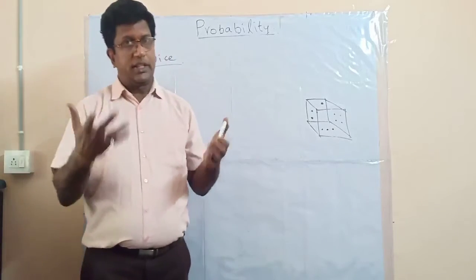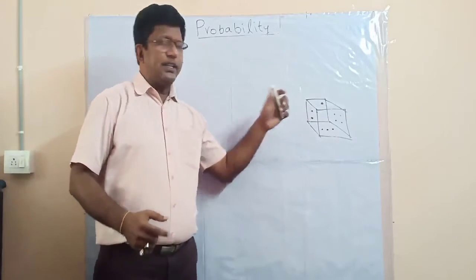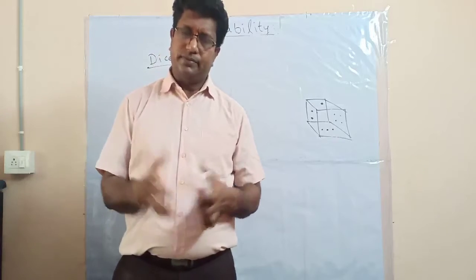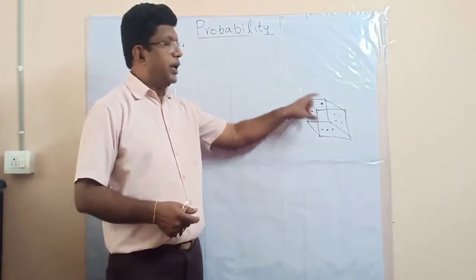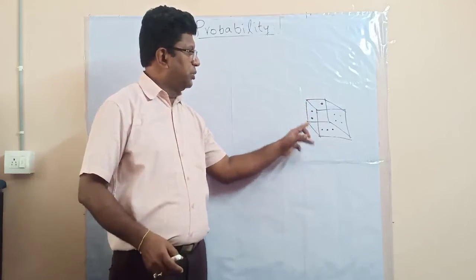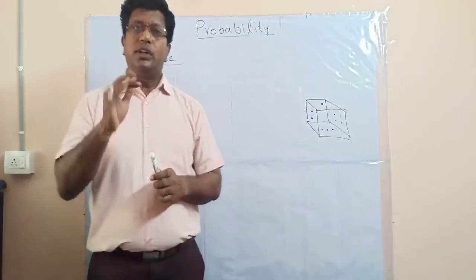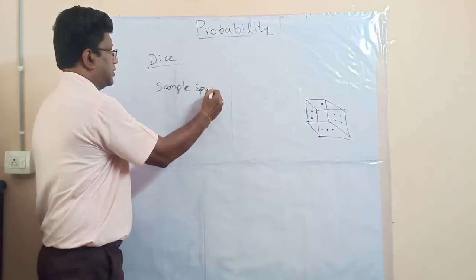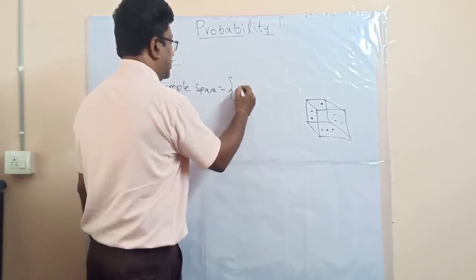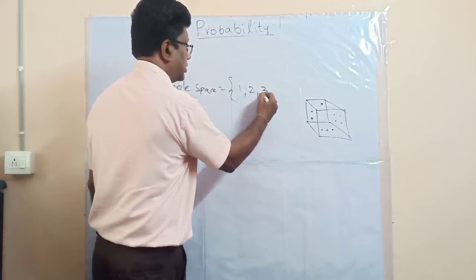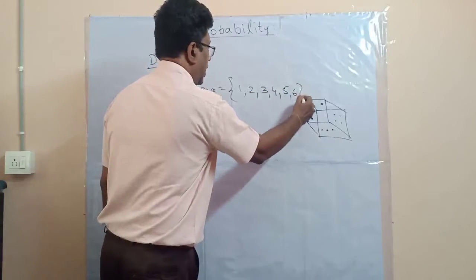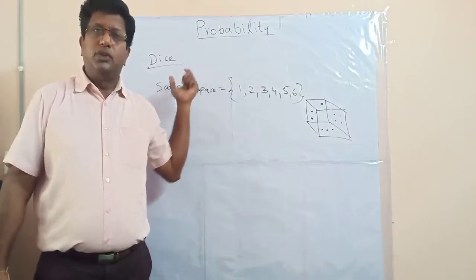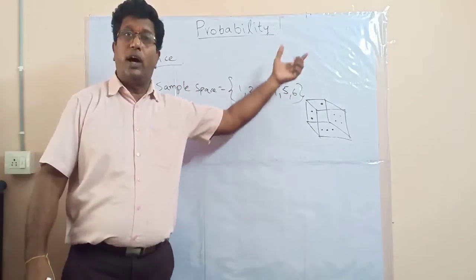Now let us go for another experiment, the last concept for the class: tossing a dice. It's a cube. How many faces does a cube have? 6 faces. Every face is marked with one number: 1, 2, 3, 4, 5 and 6. So the sample space for this experiment will be 1 can come, 2 can come, 3 can come, 4 can come, 5 and 6. These are the outcomes when we are dealing with the dice. So the sample space will be 1, 2, 3, 4, 5 and 6.